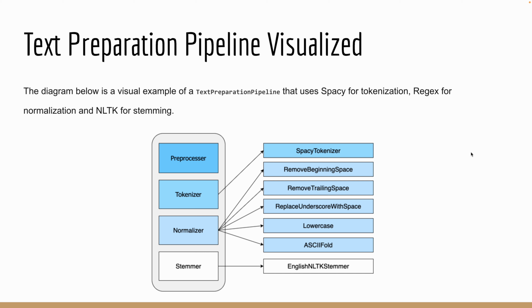Let's take a closer look at an example of a text preparation pipeline. The diagram below is a visual example that uses spaCy for tokenization, as you can see here. It has a number of normalizers that are applied in sequence to the text. For example, remove beginning space, remove any trailing white space, replace underscores with space, lowercase, and ASCII fold.